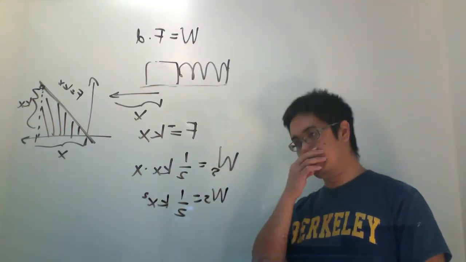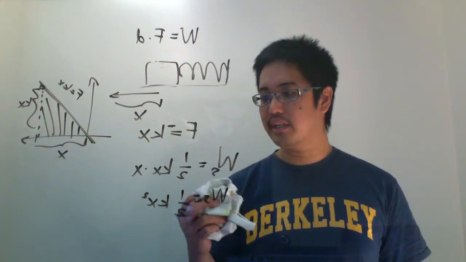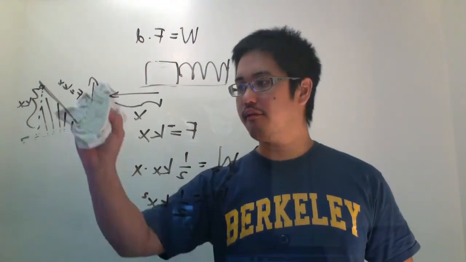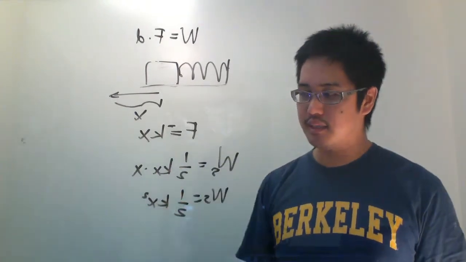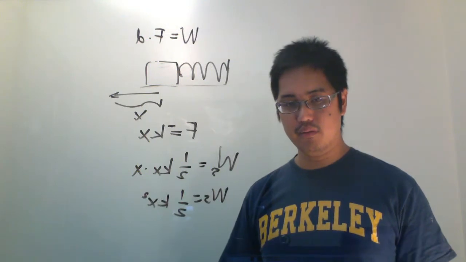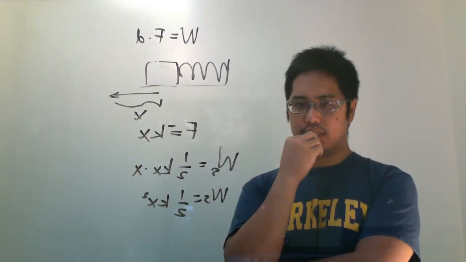Are we cool with that? Yeah. So that's how much work. This is the equation for work when we're talking about a spring. If we're talking about a force, we're talking about kx. But if we're talking about a spring's work, we're talking about 1/2 kx squared. We cool? Yeah.